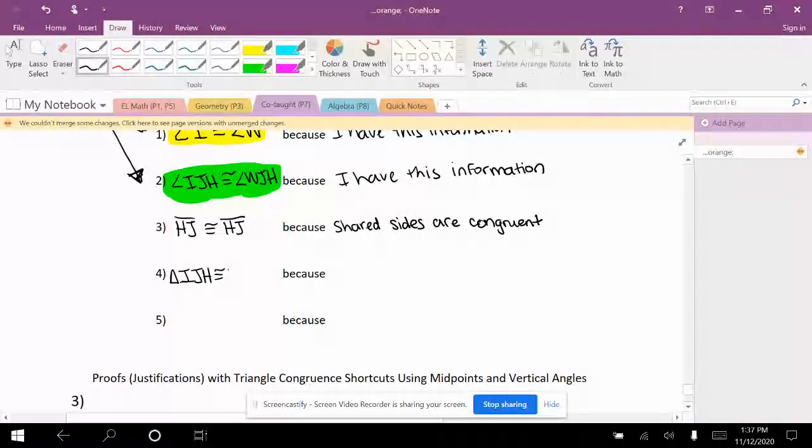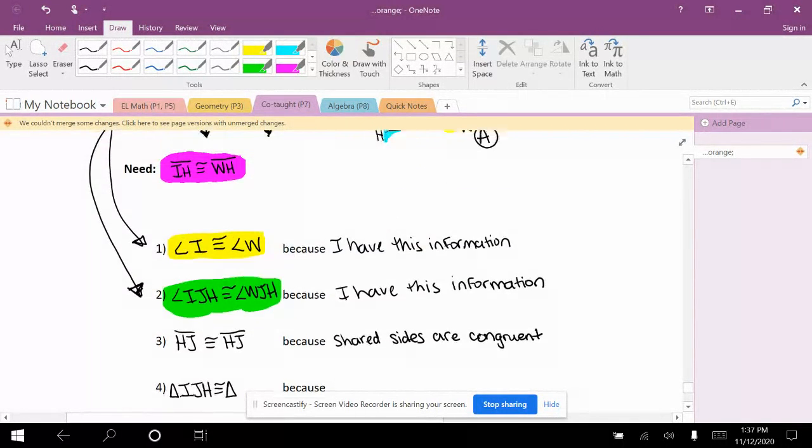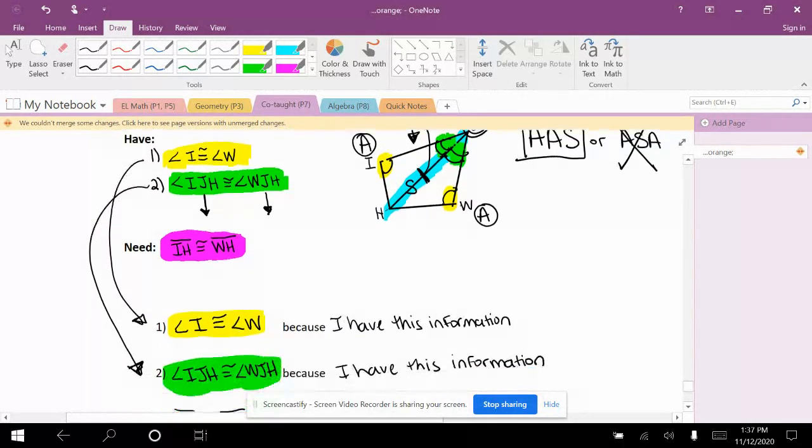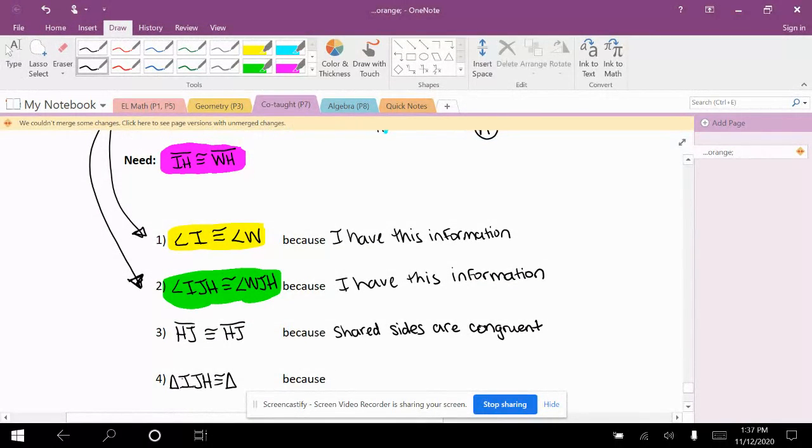IJH congruent to triangle. Well, let's see.